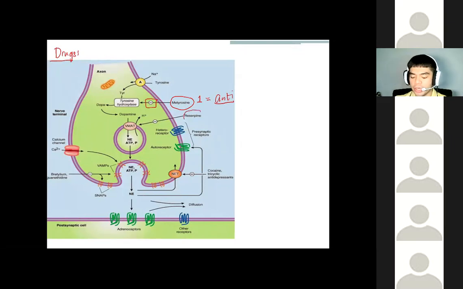Next, number two is reserpine. So another agent is reserpine. Reserpine naman can block VMAT. Okay, it can block VMAT. And blockade of VMAT would also tell us na ang storage would be inhibited. And storage, as you remember, is important for the protection. Kaya presence of reserpine would expose dopamine from the enzyme, thus enhancing dopamine's metabolism.